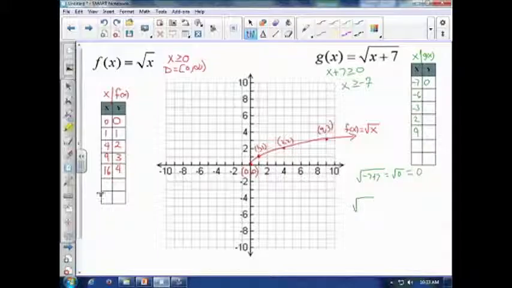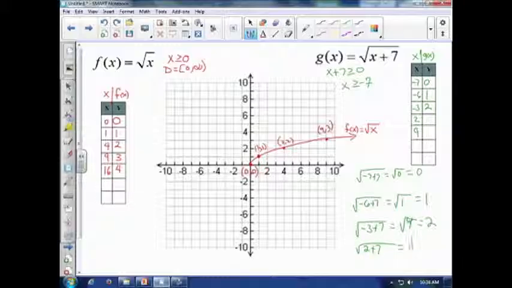If we use negative 6, negative 6 plus 7 is 1. Square root of 1 is 1. And if we do negative 3 for x, negative 3 plus 7 is 4, and so the square root of 4 is 2. If x is 2, 2 plus 7 is 9. Square root of 9 is 3. And if x is 9, the square root of 9 plus 7 is the square root of 16, and that's a 4. We can continue in this fashion, but again, you can do approximations if you like.